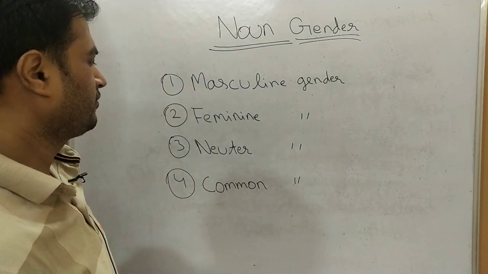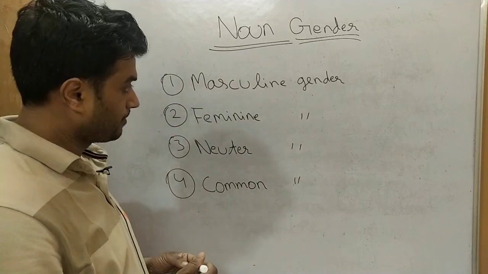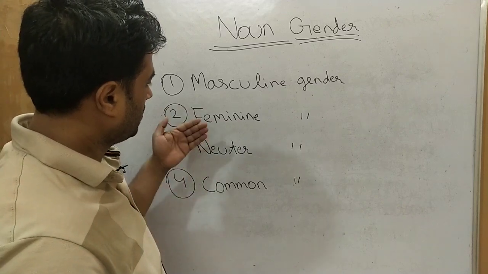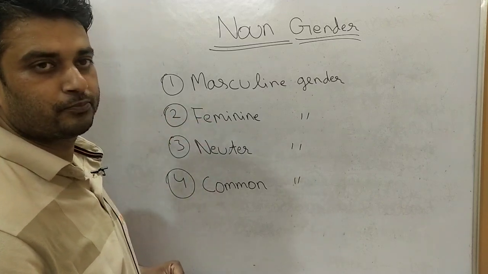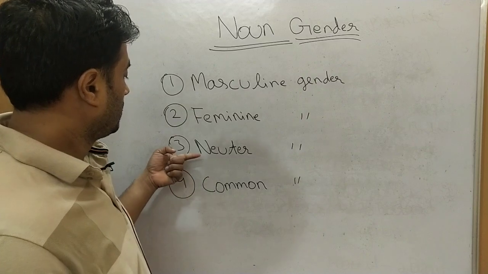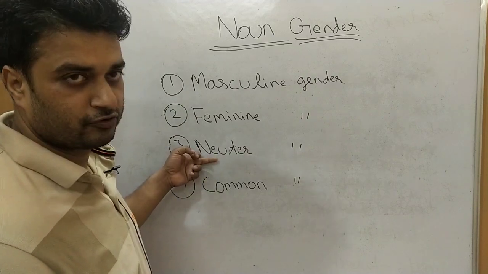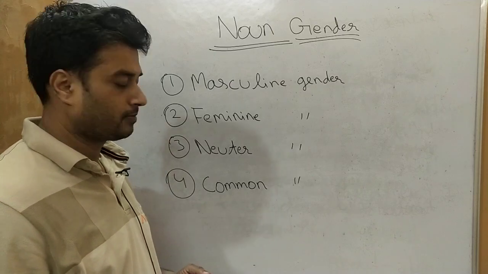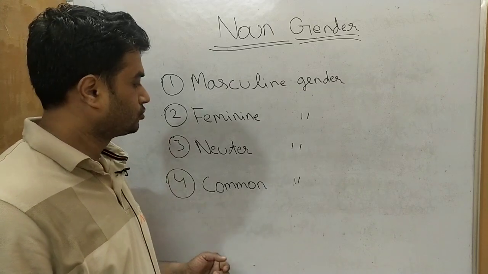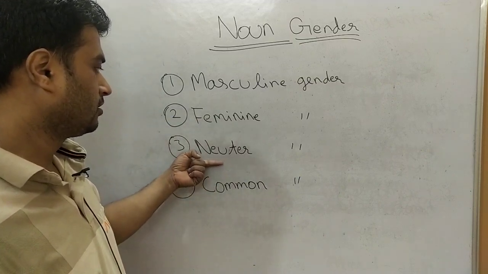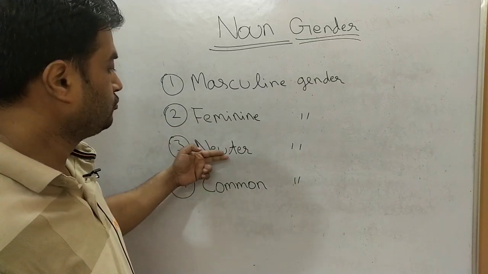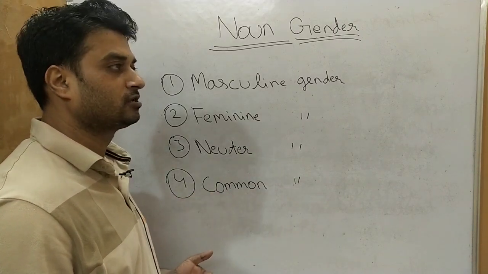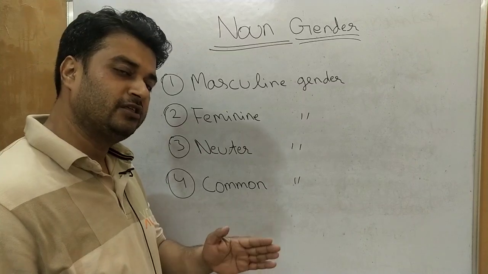So in the first category, under the masculine gender, we put males, and in the second category, under the feminine gender, we put females. Under the third category, neuter gender, we put non-living things. For example, table, chair. So these things are put under the category neuter gender. And under the fourth category, common gender, we put things which indicate either a male or female.